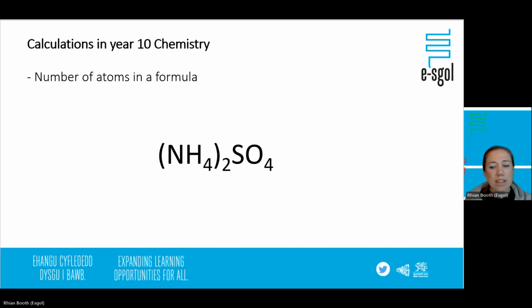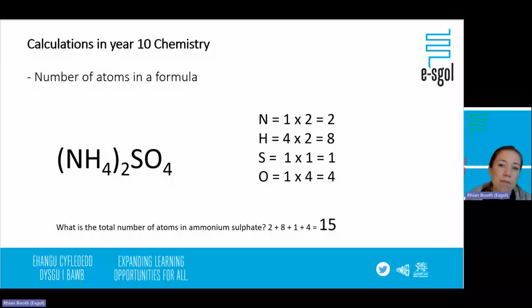Okay. Now remember, with any of these, and I'll try not to repeat myself too much throughout the session, you can pause and you can attempt the question and then you can restart so that you can see the answer once you've attempted it. So let's have a look. So here is the breakdown. So we have 2 nitrogen atoms, 8 hydrogen atoms, 1 sulfur, and 4 oxygen.